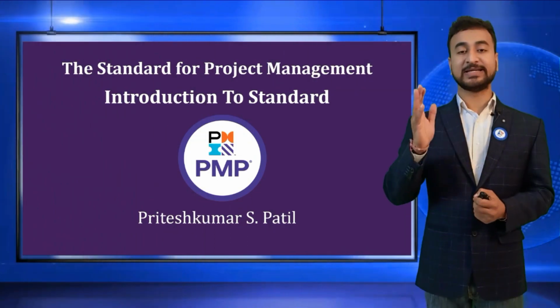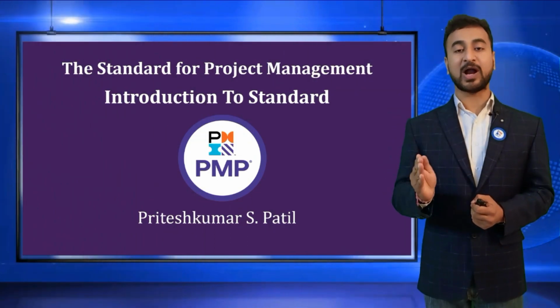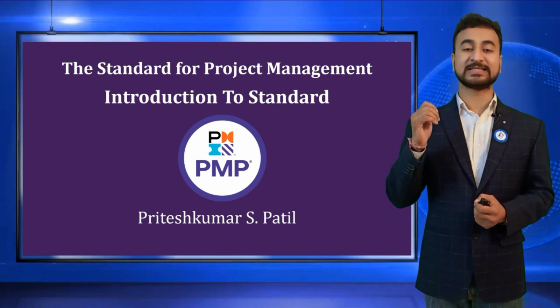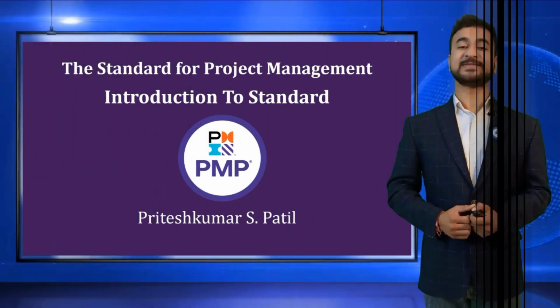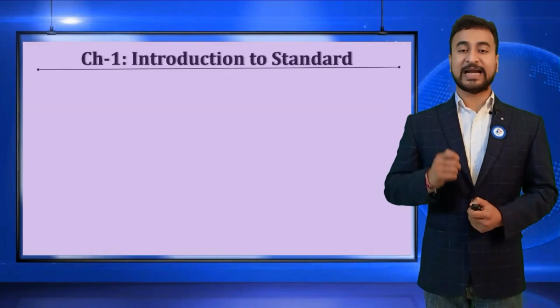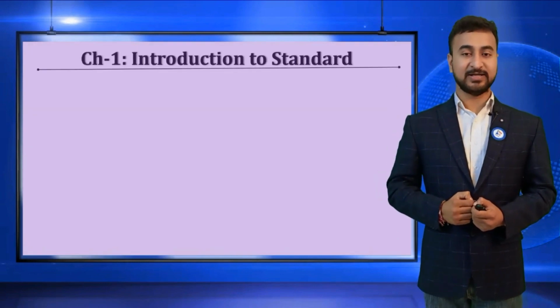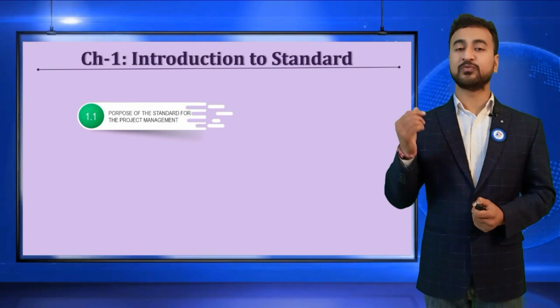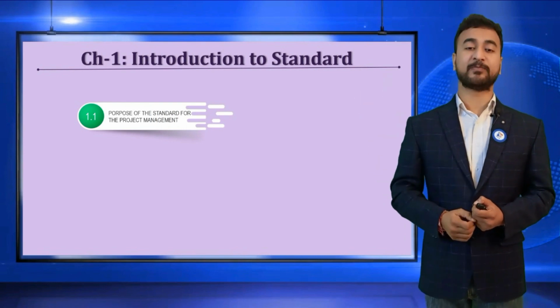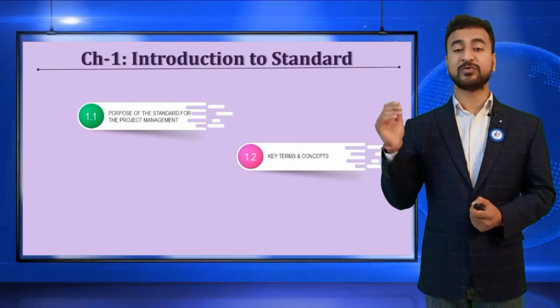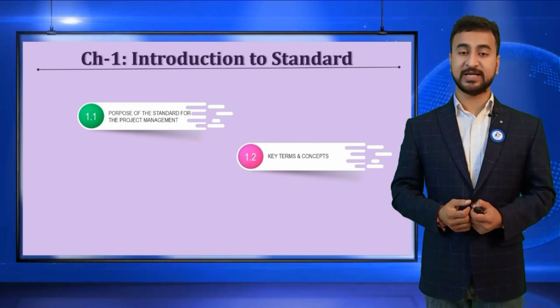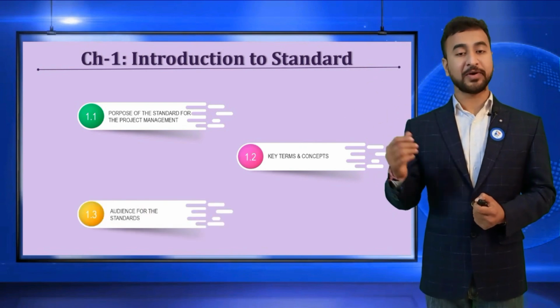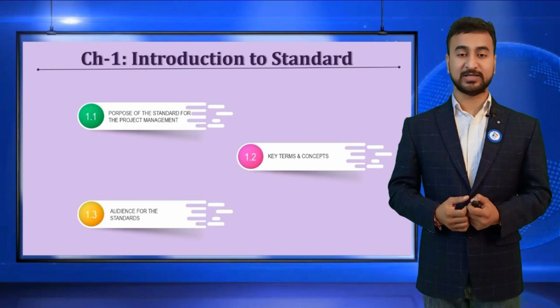In today's session, we are discussing part 1, chapter 1, that is the introduction of the standard. Let's begin. So this chapter 1, the introduction of the standards, has 3 sections. First would be the purpose for the project management standard. Second would be the key terms and the concepts. And the third would be the audience, who are the audience for this standard.